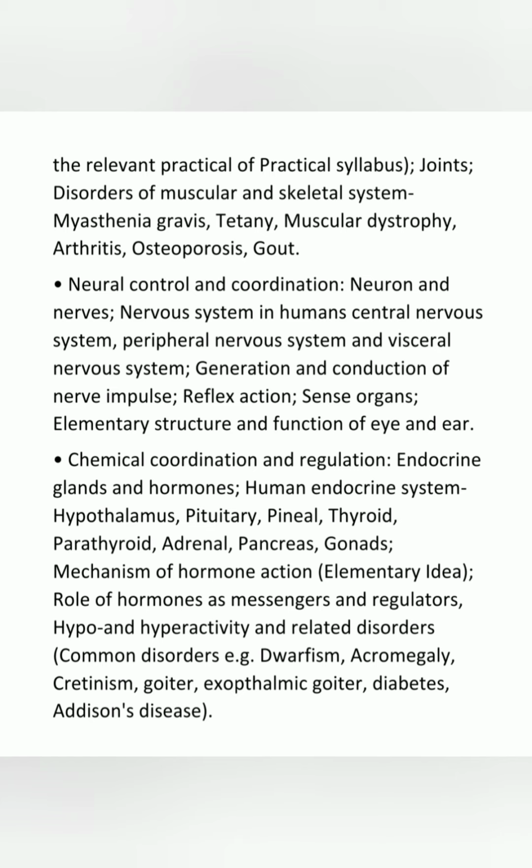Next, chemical coordination and regulation. It includes endocrine glands and hormones, human endocrine system, hypothalamus, pituitary gland, pineal gland, thyroid, parathyroid, adrenal, pancreas, gonads, mechanism of hormone action, role of hormones as messenger and regulators, hypo and hyperactivity and related disorder like dwarfism, acromegaly, cretinism, goiter, exophthalmic goiter, diabetes, Addison's disease.